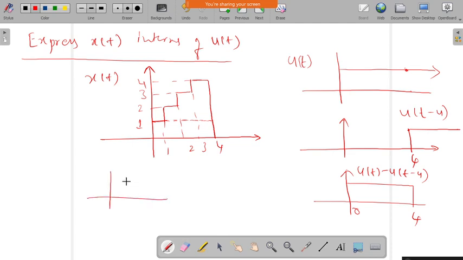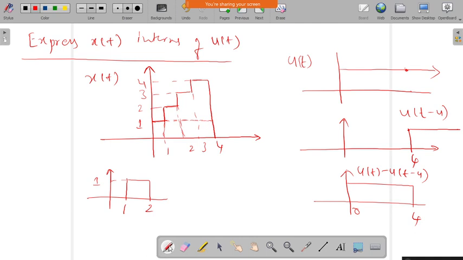So for 1 to 2, if I want the signal with amplitude 1, what do I need to do? Again from the unit step function, I have to subtract two signals and get the signal which is 1 to 2. So this step.